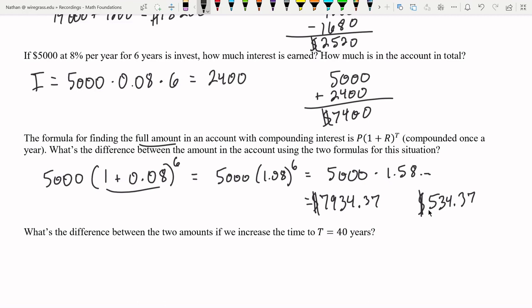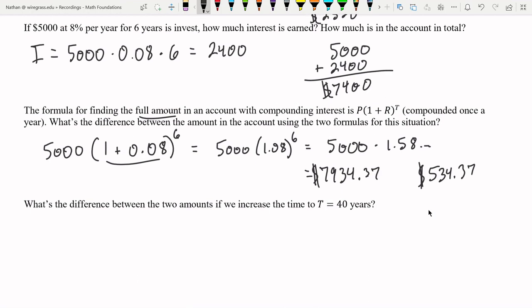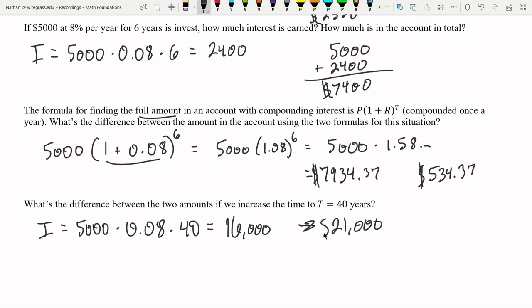However, the biggest difference between simple interest and the actual formula that you would use happens in the long term. So let's use the same principles, right? $5,000 at 8% interest per year, but instead of 6 years, we're going to do 40 years. So simple interest gives us 5,000 times 8% times 40, or $16,000. And that's, of course, added on to the 5,000 we start with, giving us a total of $21,000 after 40 years.